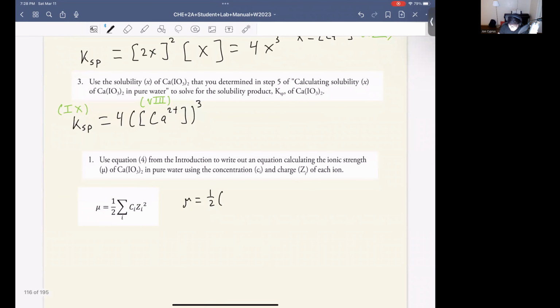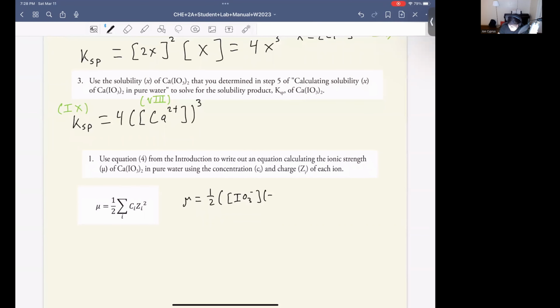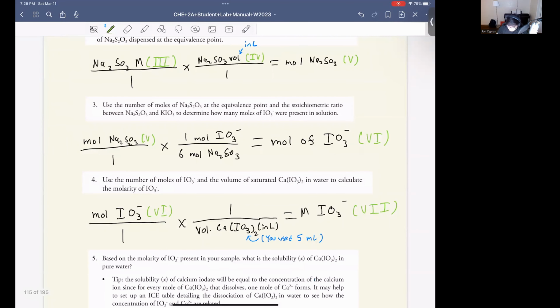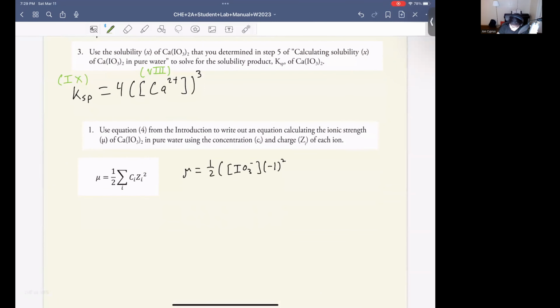So the concentration of iodate, IO3, and then you're going to multiply this by -1 squared, which just ends up being 1. So not really a big thing to worry about. Now, this number is going to be number 7, from where you calculated it, plus the concentration of calcium.